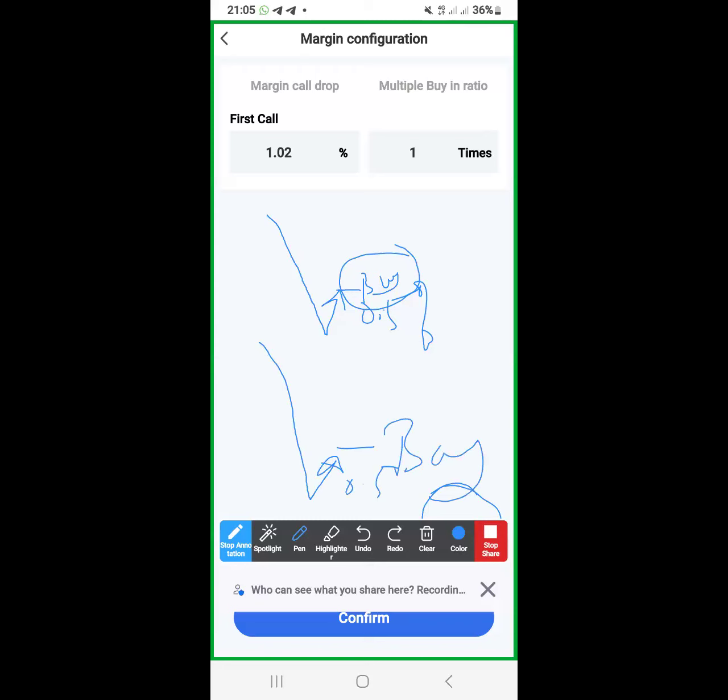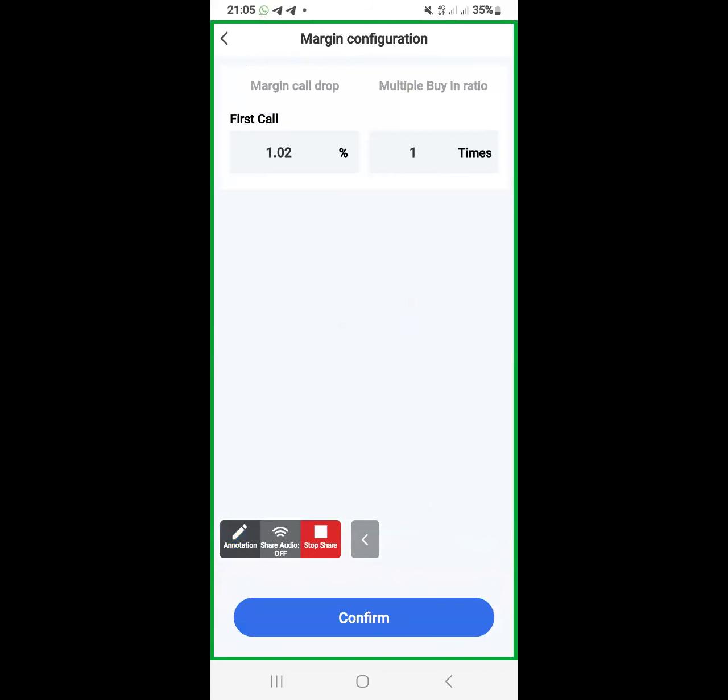Okay. So the buy-in callback works alongside the margin call drop. The whole position take profit callback works alongside the whole position take profit ratio. As simple as that. Okay.